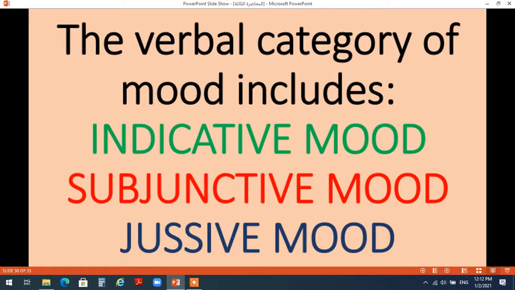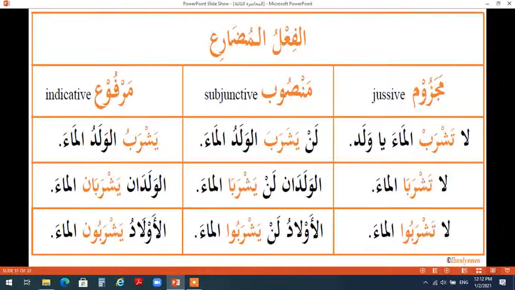أما the verbal category of mood it includes indicative mood، subjunctive mood وjussive mood. indicative mood هي حالة الرفع للأفعال، وsubjunctive حالة النصب، وjussive هي حالة الجزم. كما تلاحظون in this diagram I wanted to show you how the different moods of the verbs are illustrated. كما تلاحظون الفعل مرفوع indicative mood، يشرب الولد الماء، الولدان يشربان الماء في المثنى، والأولاد يشربون الماء في الجمع. أما في حالة النصب لن يشرب ولن يشربا لن يشربوا. وفي حالة الجزم لا تشرب لا تشربا لا تشربوا.